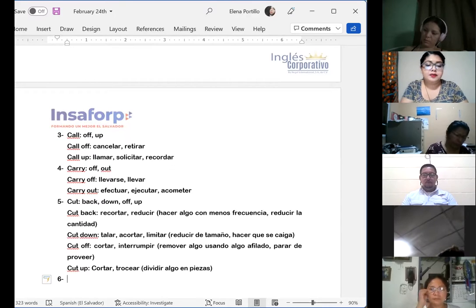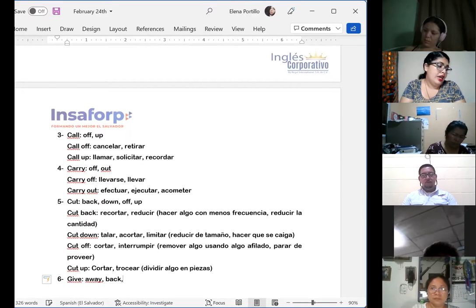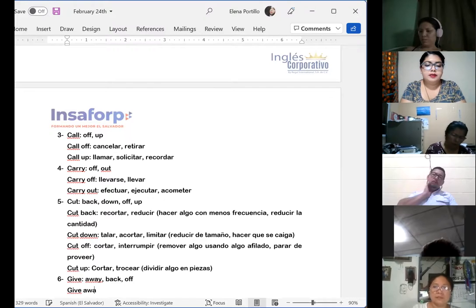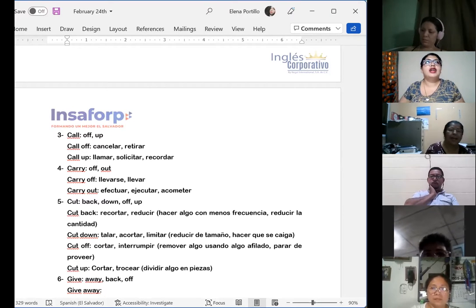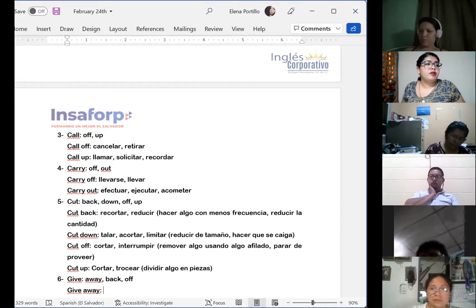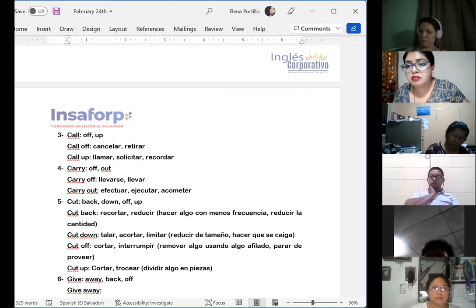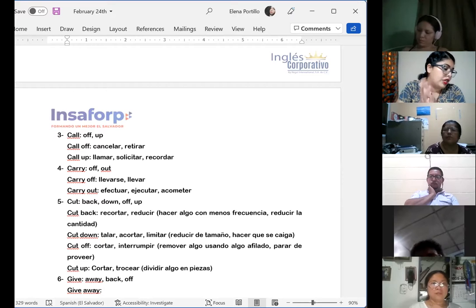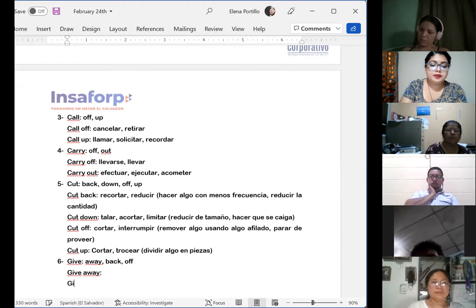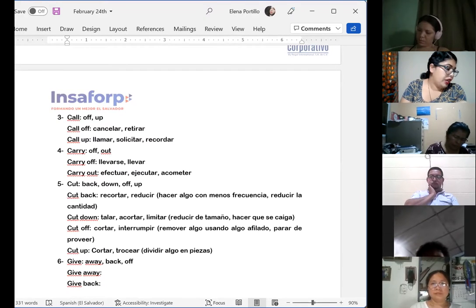Then we have the number six, that is give. The verb give with the particles away, back, and off. We have here the number one, give away. This is a phrasal verb that is very common, and we can see this phrase on social media. Then we have give back, and we have give off.